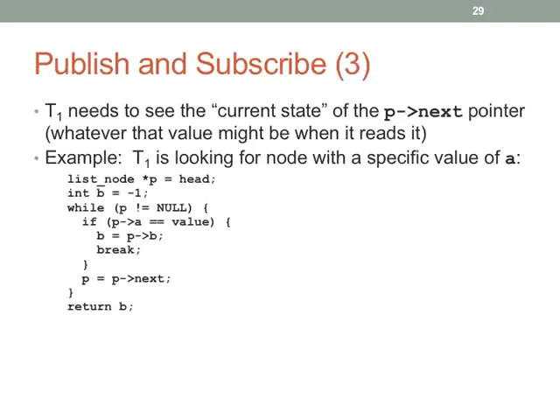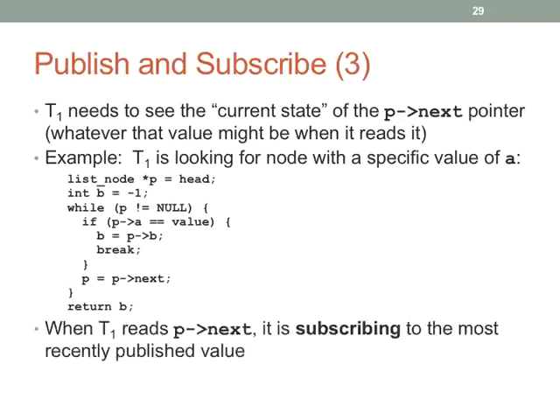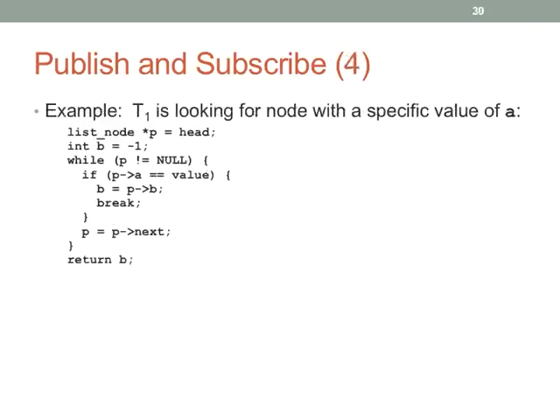Okay, so where do we care about? Well, we care about list node star p equals head. That needs to get a value that may be manipulated through RCU. And p equals p arrow next is a value that may also be manipulated via this read, copy, update mechanism. So we say that T1 is subscribing to the value of the pointer. Okay, publish, subscribe. So pointers change, we say it's a publication. Somebody reads the pointer value, it's a subscription.